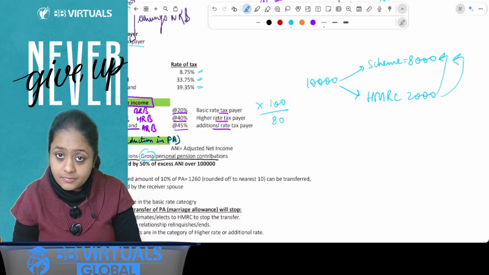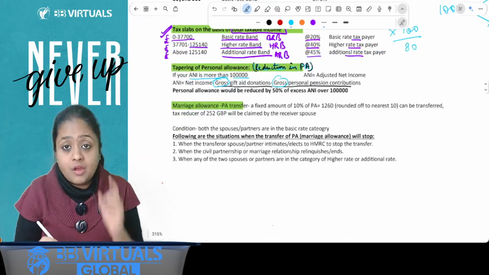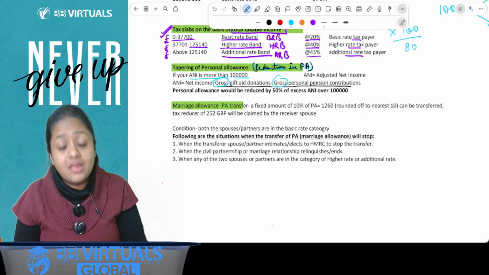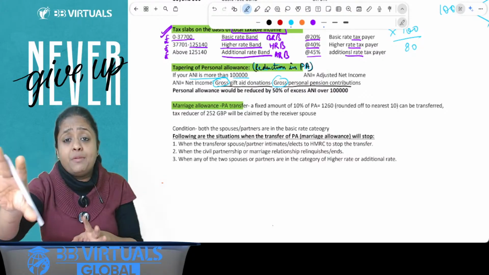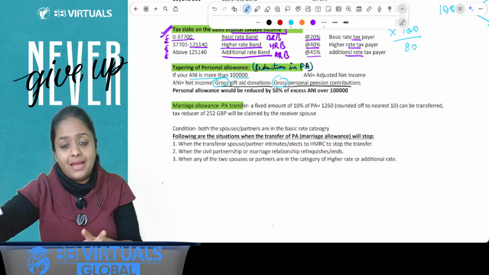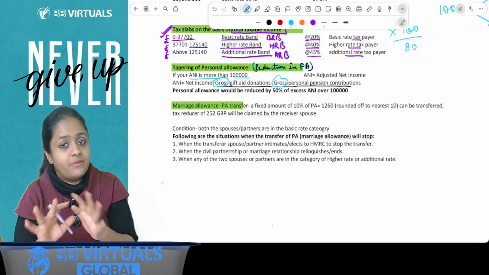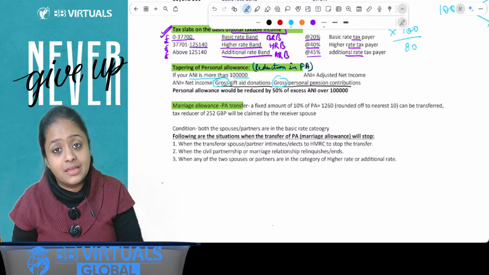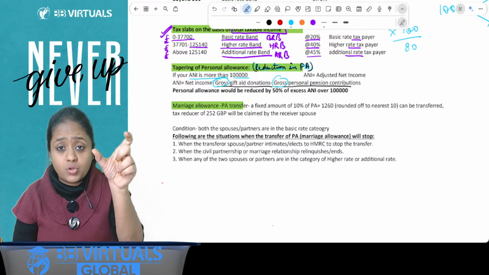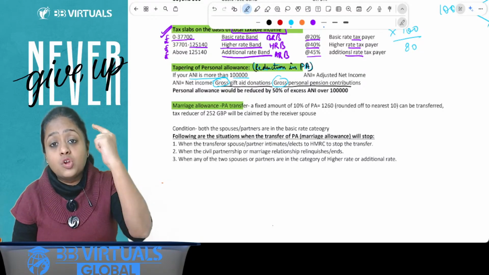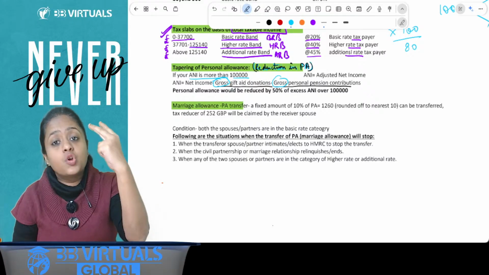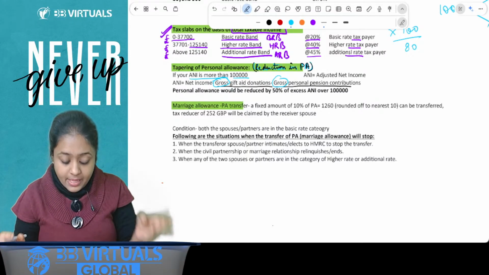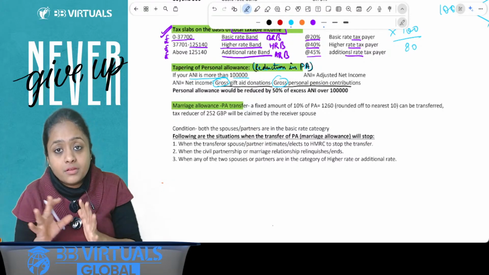Clear? So now, let's recap. Step 1 is calculate ANI. And this you will only do when prima facie your net income looks beyond 1 lakh. Then only you will go to these calculations. Otherwise, you will not waste time. So, step 1, calculate ANI. ANI is net income total less two things: gross gifted donation and gross personal pension contributions. Clear?